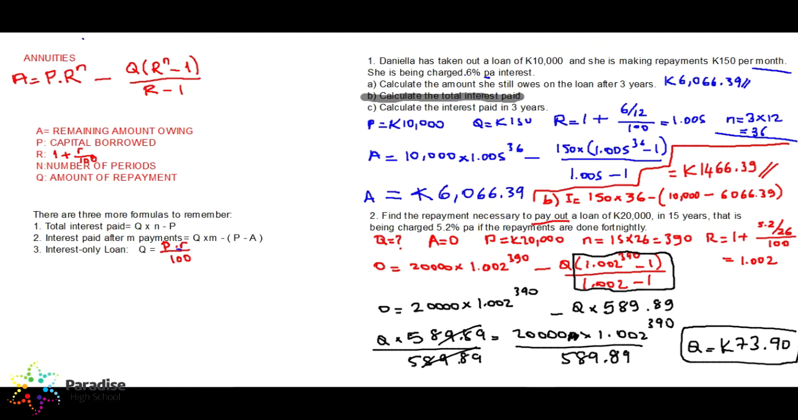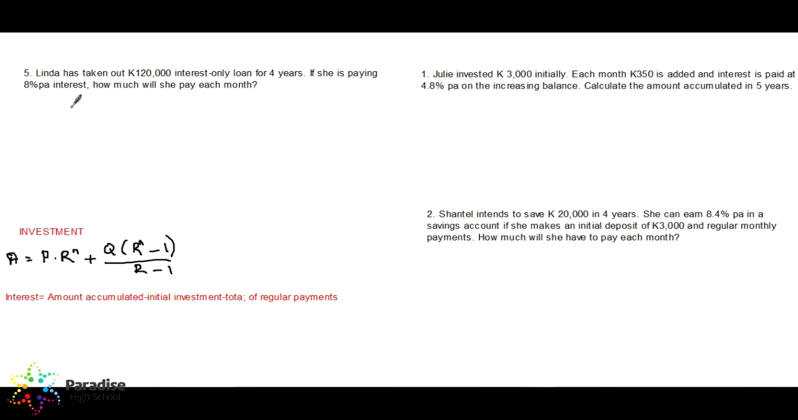All right, we move to the next question. Find the amount Lynn can borrow if she can afford to repay 2,000 kina per month on a loan that is charged 7.2% per annum. And she would like to repay the loan in 10 years. Find the amount Lynn can borrow, which means that what is P? P is the question. What is A here? She's going to repay the loan in 10 years. It means that she paid the whole thing. It means that A is equal to 0. And Q is equal to 2,000 kina repayment.